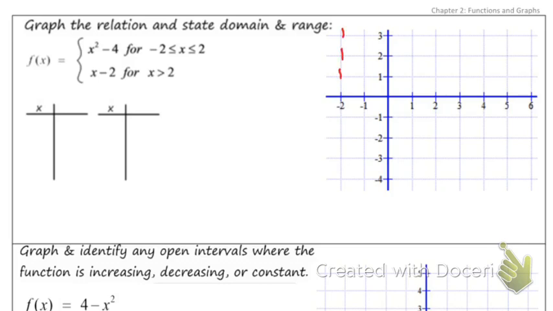It says when we're between -2 and 2, we're doing one graph. So what I always do is I go down to -2 and put a vertical line. I put a vertical line at 2. And I just note to myself, between the lines is where x is between -2 and 2. To the right of 2 is where x is greater than 2. Now all we have to do is just plot some points. When I'm between -2 and 2, I'm supposed to use this x squared minus 4.